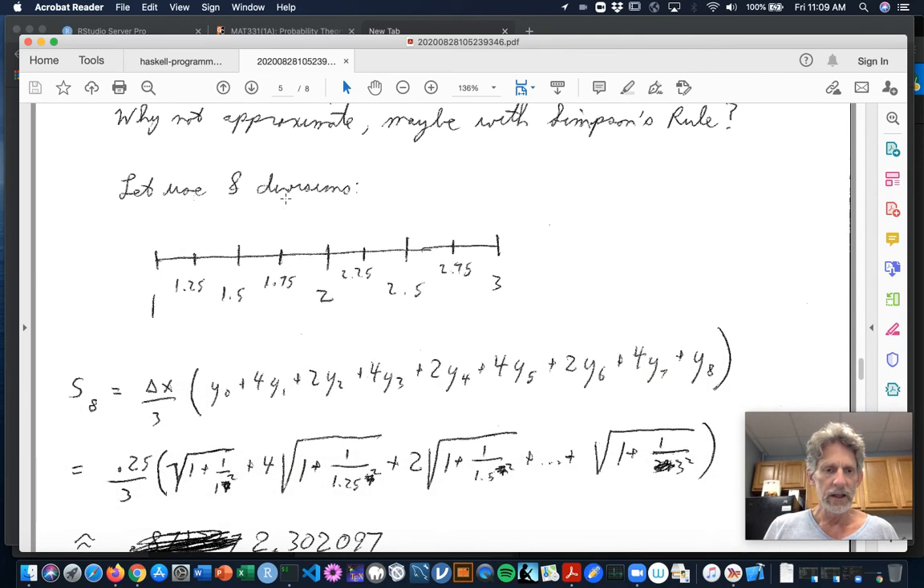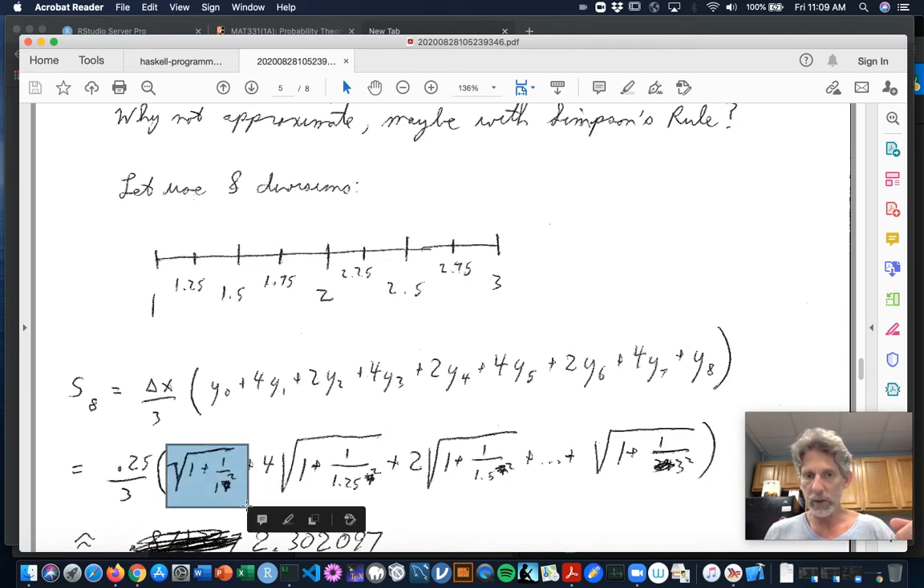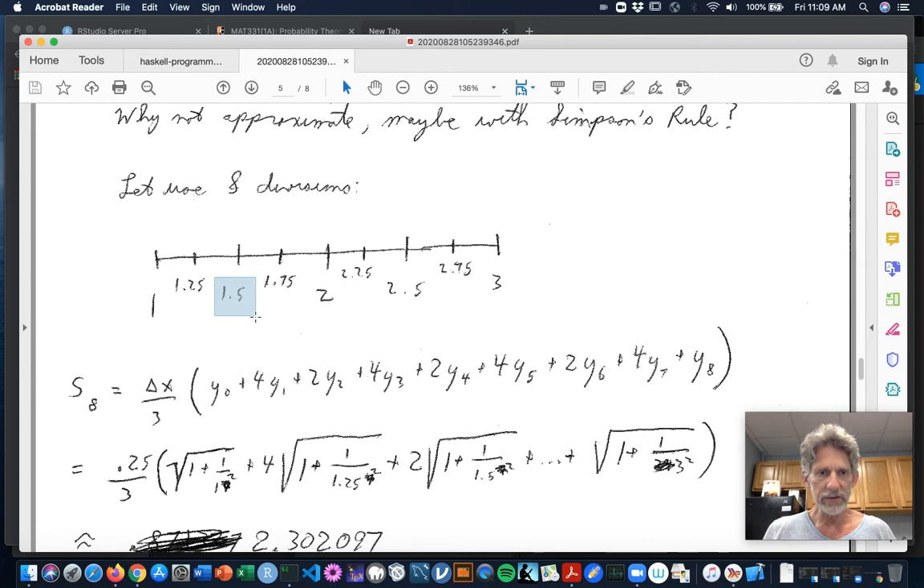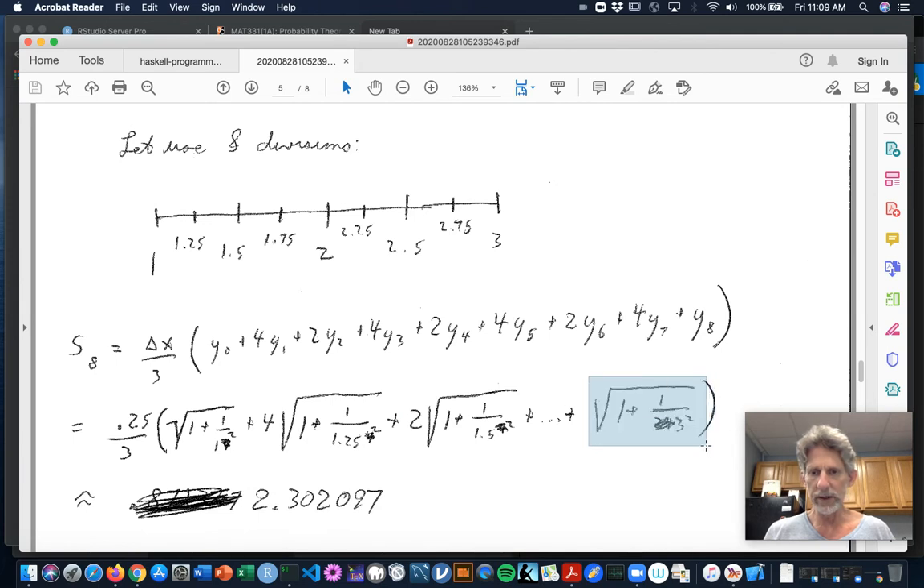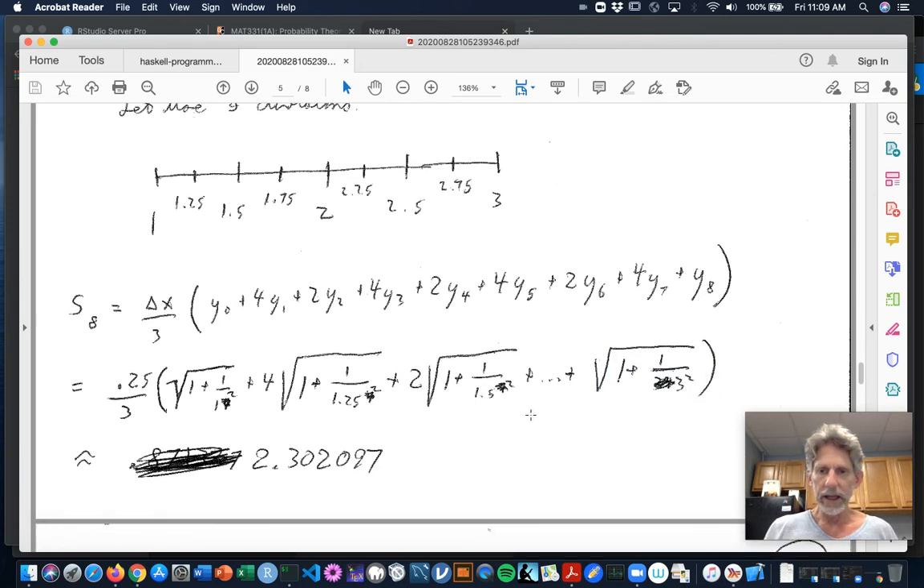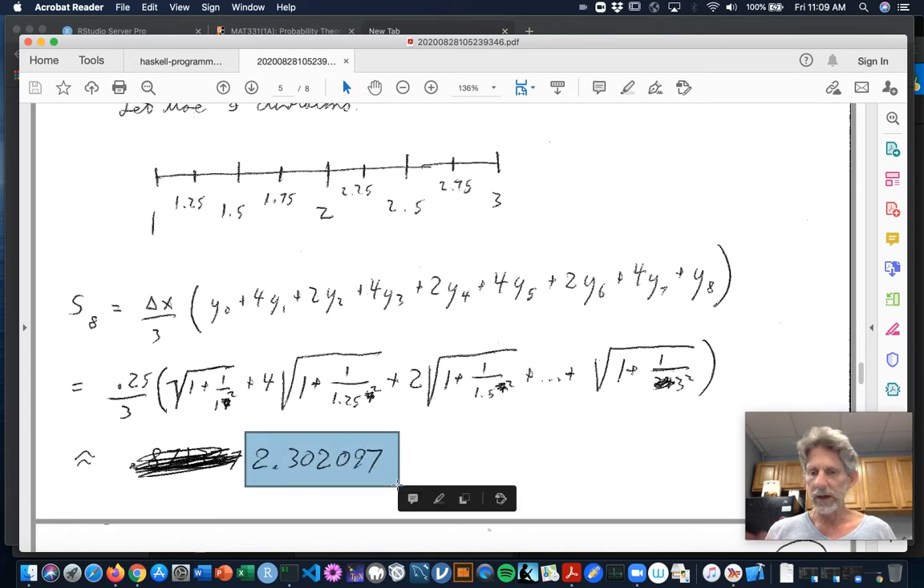You plug in the various x naughts from 1 to 3, and you get your little y's. So I'm looking at square root of 1 plus 1 over x naught squared, with x naught being 1. So square root of 1 plus 1 over 1 squared. And then I head to the 1.25, and I get that. Got to multiply that by 4. And then I head to the 1.5, and I got to get the square root of that, multiplied by 2. I just keep going until I'm at the 3. And I got a calculator to add this up, and it turned out to be about 2.302097.